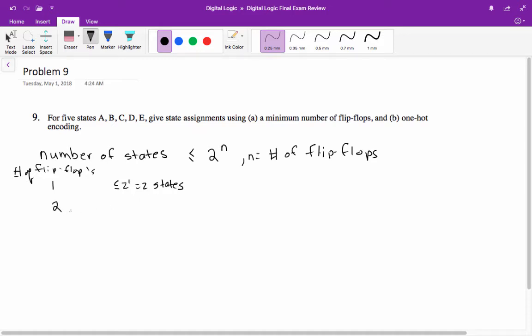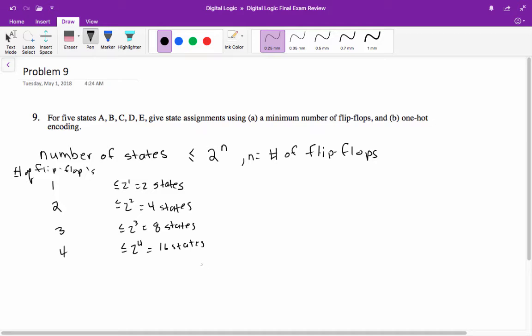If I have two flip-flops, then I can have less than or equal to 2 to the 2 equals 4 states. If I have 3 flip-flops, then I can have less than or equal to 2 to the 3 or 8 states. And if I have 4 flip-flops, I can have less than or equal to 2 to the 4, which is 16 states.